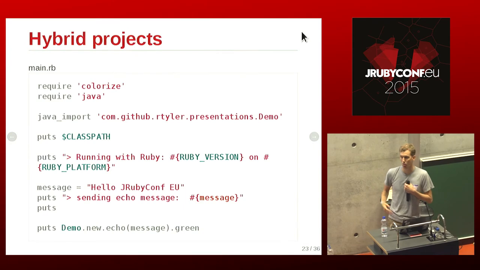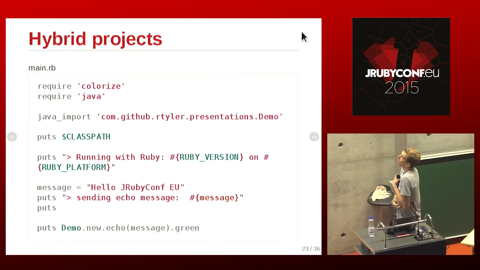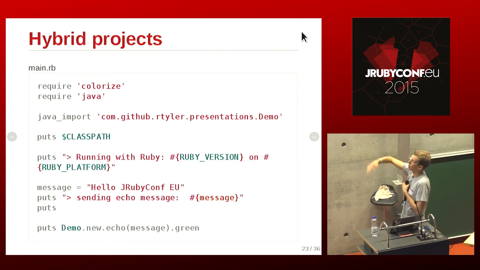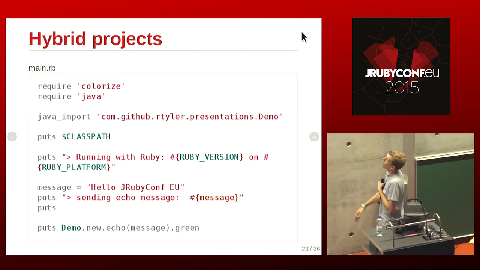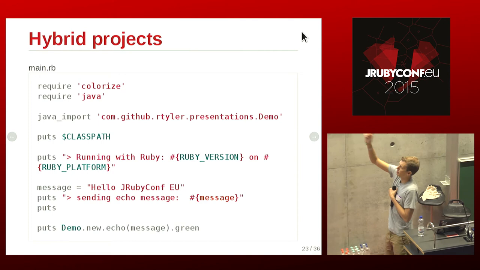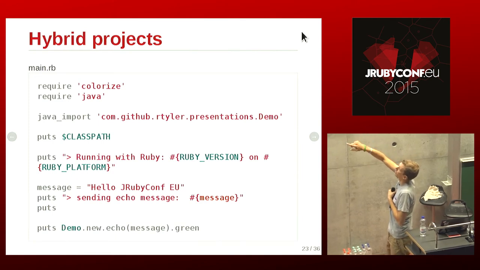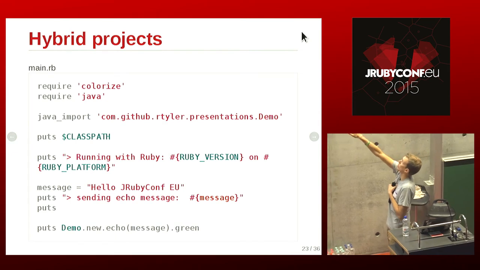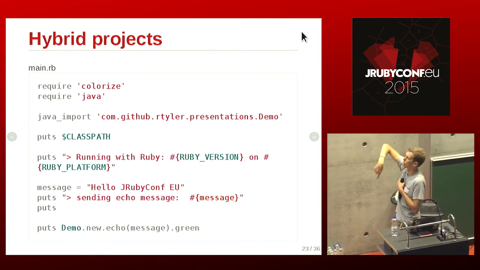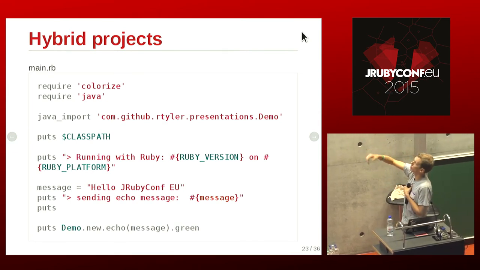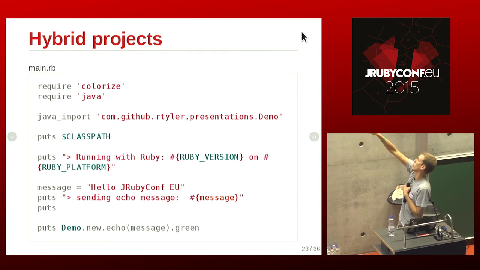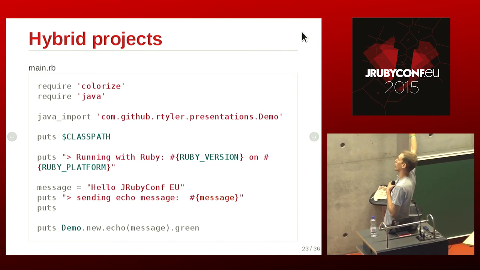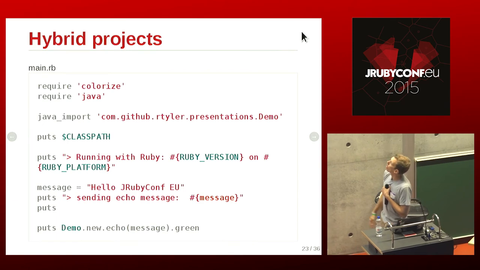And then I've got some Ruby code that's going to make use of that. There's some things, if you're already familiar with JRuby, then you know what these do already. But if you're not, up at the top, we require Java. I actually don't know if that's required anymore or not. But then we do a Java import of this string. And all this does is it brings the class demo into the current scope, which is useful because I don't like referring to com.github.rtyler.presentations.blah every time I want to call a method.